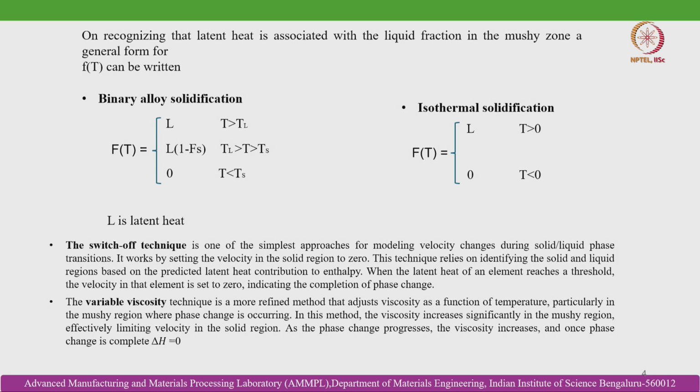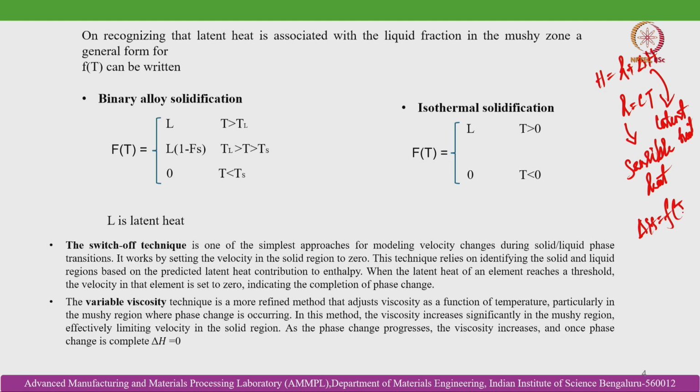Recognizing that latent heat is associated with the liquid fraction in the mushy zone, a general form for Ft, where Ft is nothing other than delta H. As we know, the enthalpy of a material, capital H, is equal to small h plus delta H. Small h is equal to heat capacity multiplied by the temperature, so it is basically the sensible heat, and delta H is basically the latent heat, expressed here as a function of temperature, delta H equal to a function of T. Recognizing that latent heat is associated with the liquid fraction, this is the general form that has been written here.